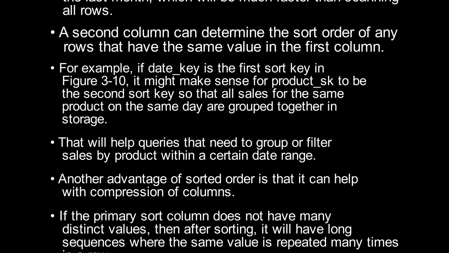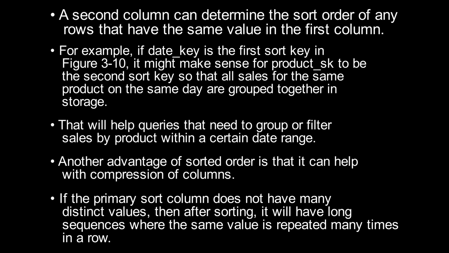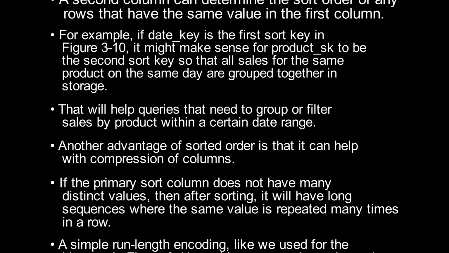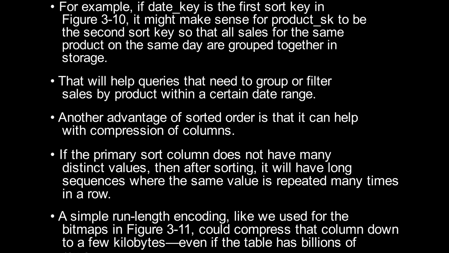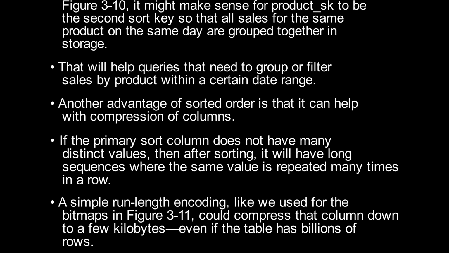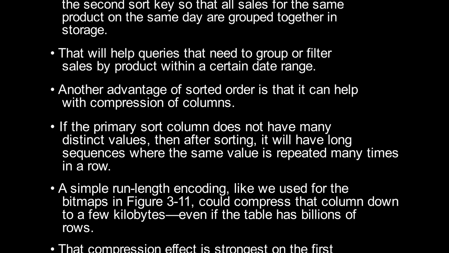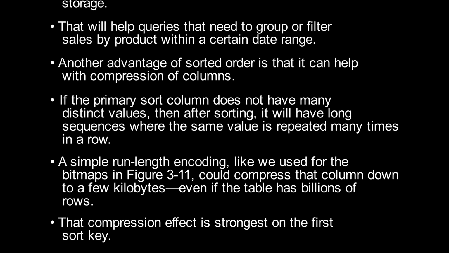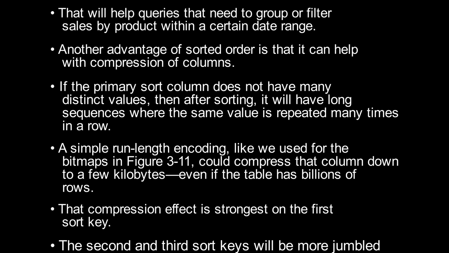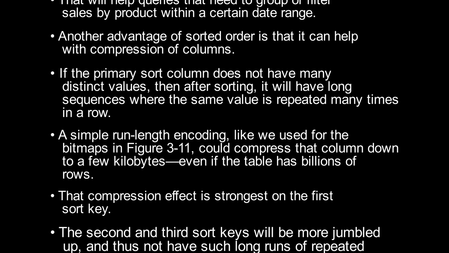Another advantage of sorted order is that it can help with compression of columns. If the primary sort column does not have many distinct values, then after sorting, it will have long sequences where the same value is repeated many times in a row. A simple run-length encoding, like we used for the bitmaps in figure 3-11, could compress that column down to a few kilobytes even if the table has billions of rows.